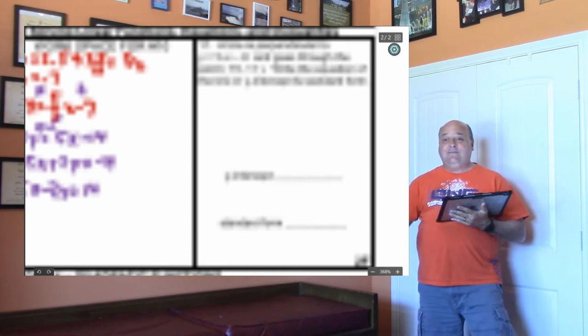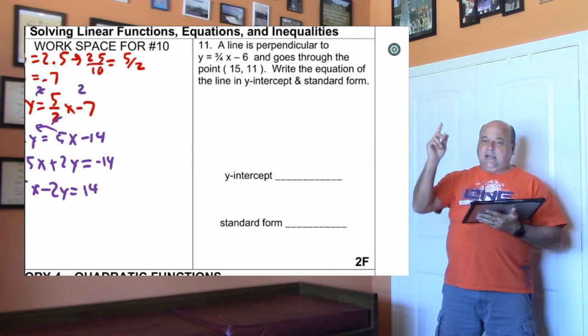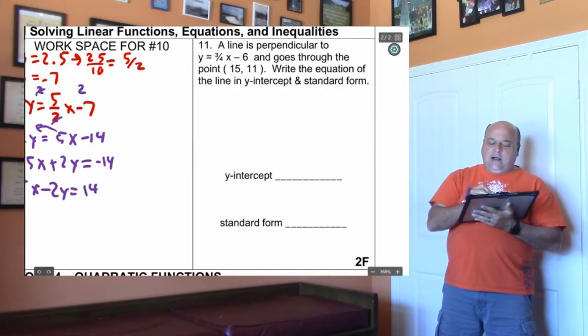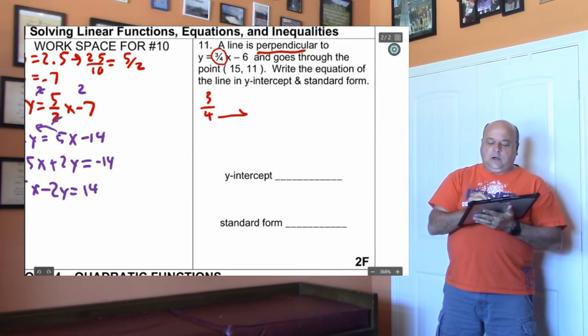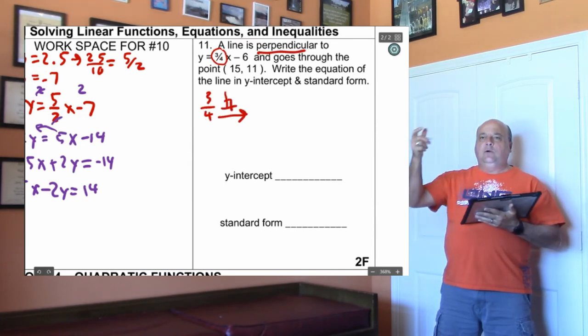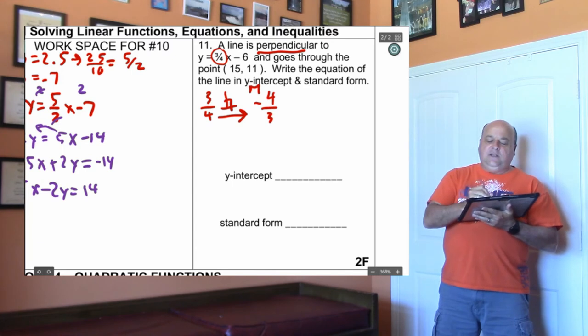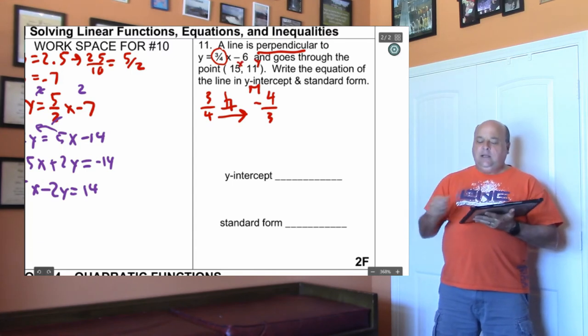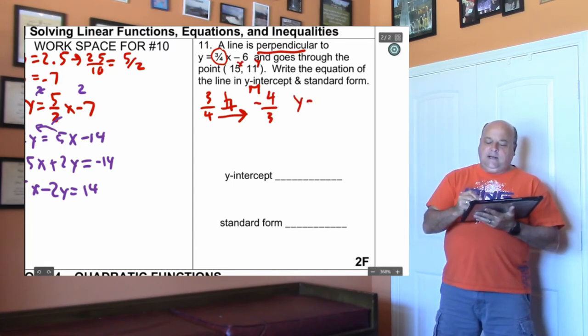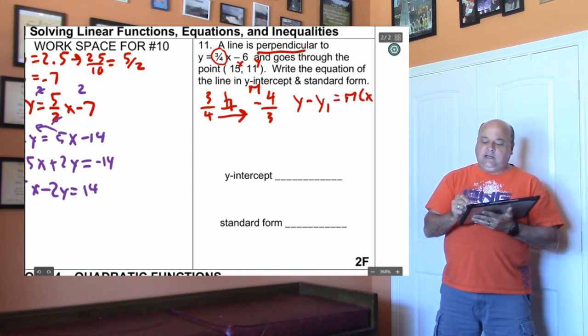This is where you're going to have to use point slope, okay? You got to get the hang of this. So right now, I know my slope is 3/4, and I want a perpendicular slope. So I'm going to do an opposite reciprocal. So my new slope will be -4 over 3, right? Now then, this is my x and this is my y. So I'm going to do y minus y1 equals m times x minus x1.